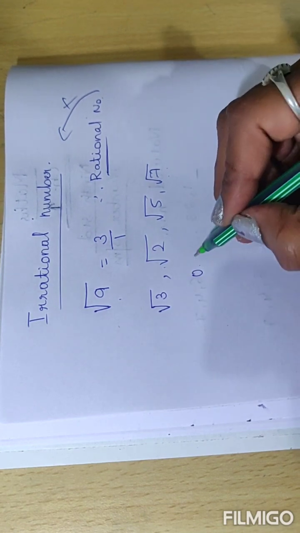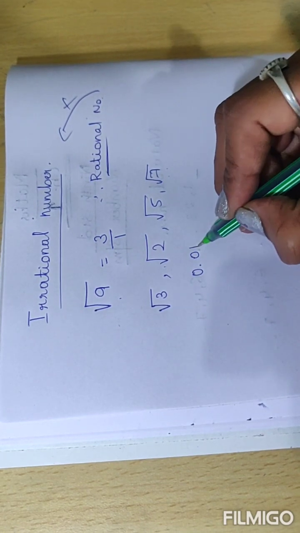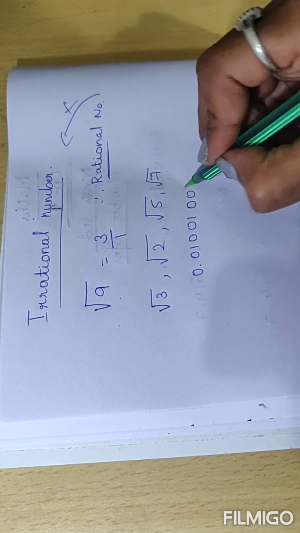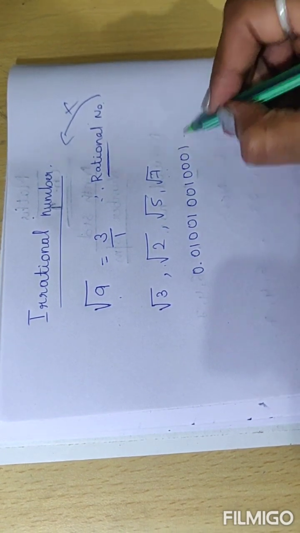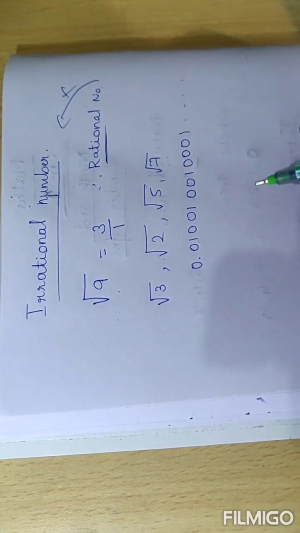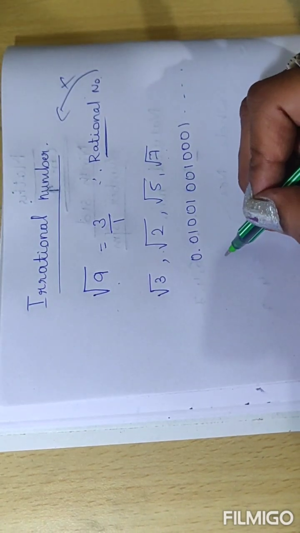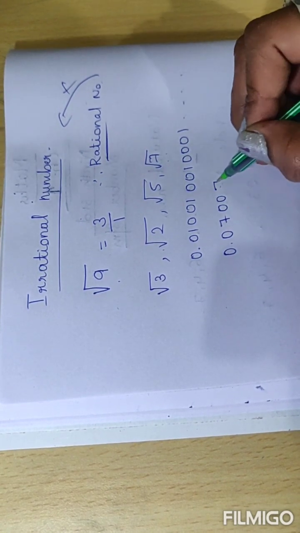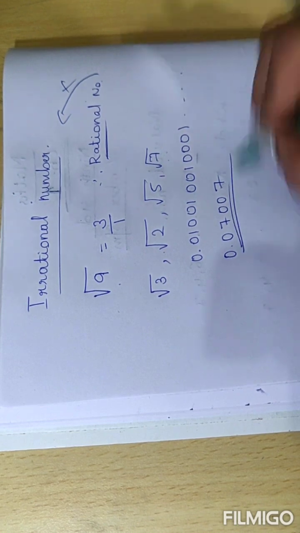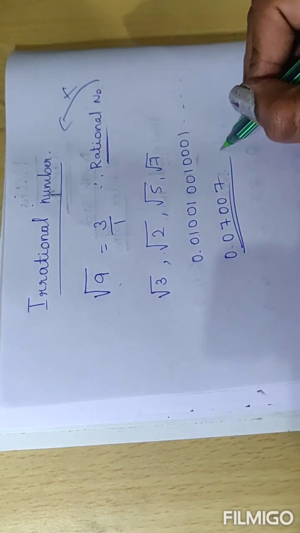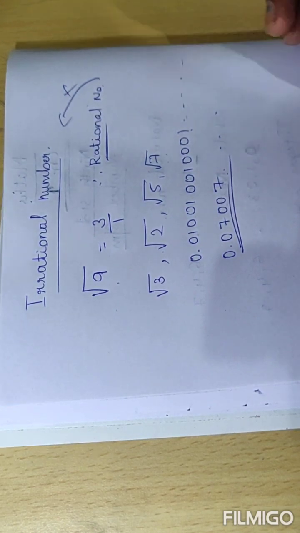Recurring numbers are those numbers which occur repeatedly, right? Like 0.001, 001, 0001 and so on. It will be repeating the same, and it's non-terminating. Terminating numbers are those like 0.00707, which terminates and does not prolong. Like this, it's continuous. Okay.